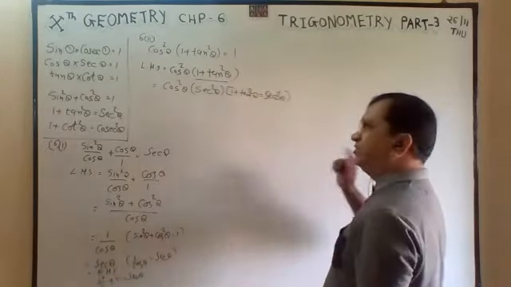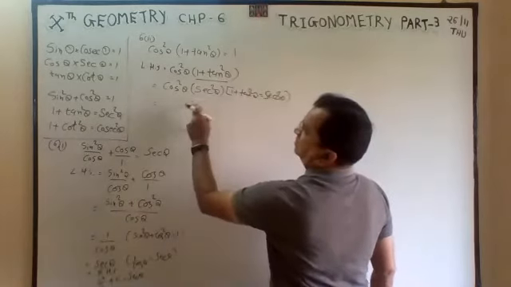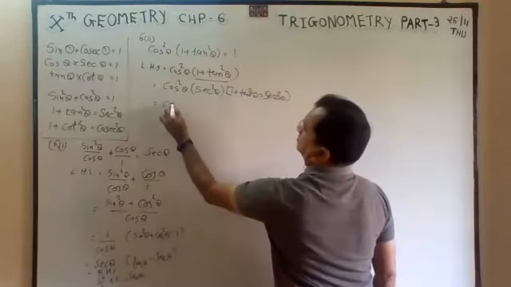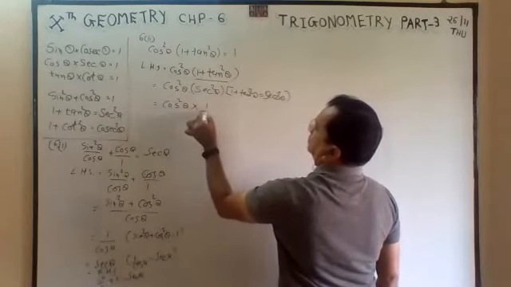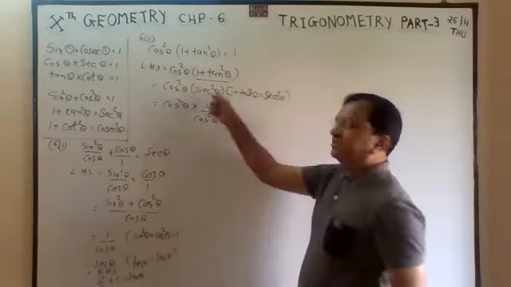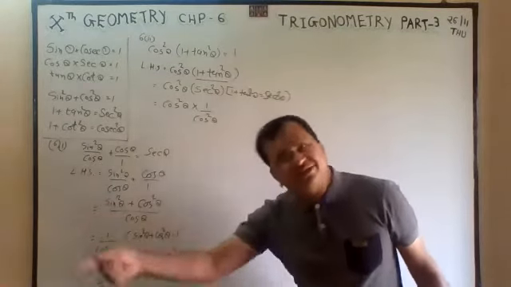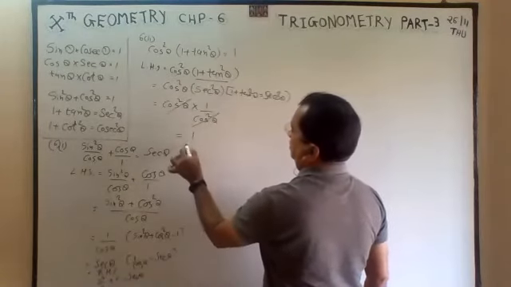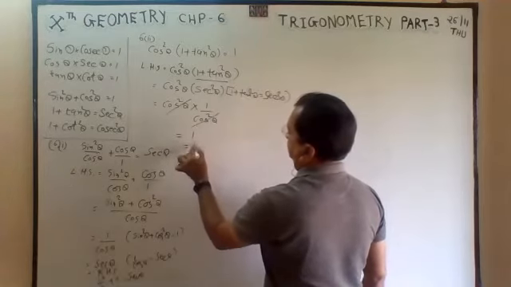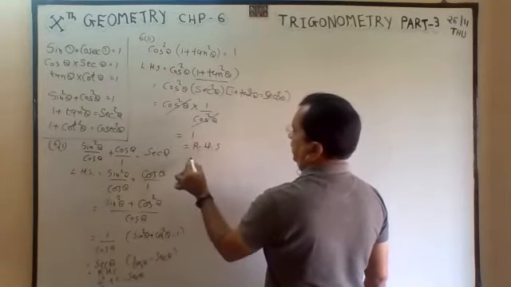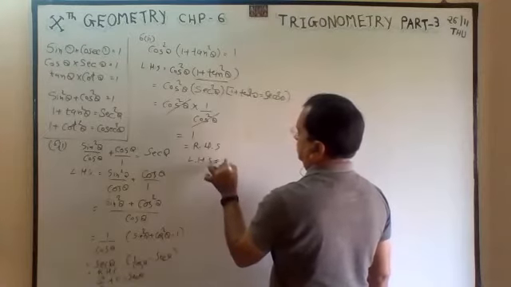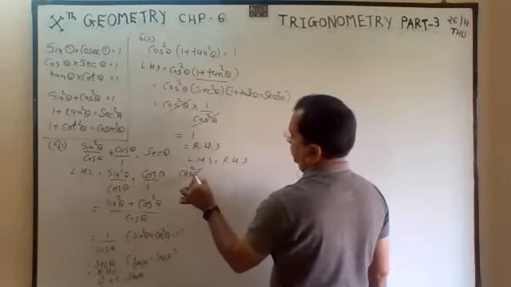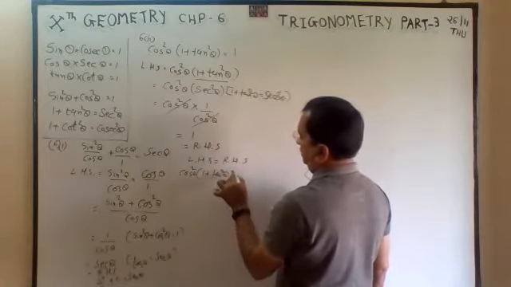What you are substituting, you have to write. Cos into sec is equal to 1, so sec is equal to 1 by cos theta. So sec square is equal to 1 by cos square theta. Cos square cancels. So 1 is equal to the right hand side. Therefore LHS is equal to RHS.